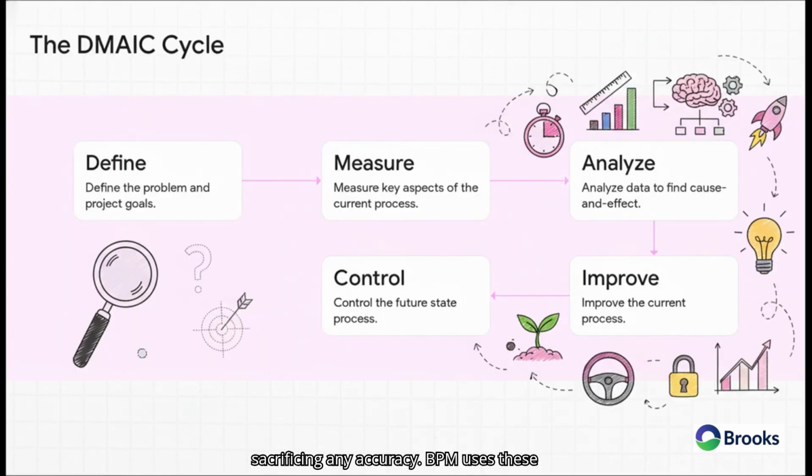BPM uses these very structured, data-driven methods like the DMAIC cycle. So first you define the problem with precision. Then you measure the current process. How long does each step actually take? Next, you analyze all that data to find the real bottlenecks. Based on that analysis, you improve the process by making specific changes. And finally, and this is key, you control the new process to make sure those improvements actually stick. It's a really rigorous, almost scientific approach to making things better.